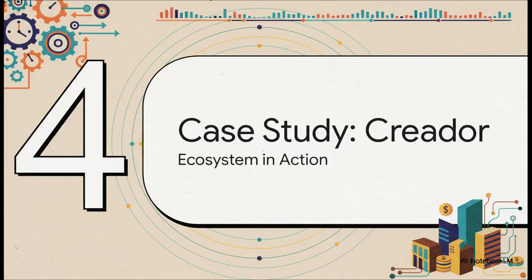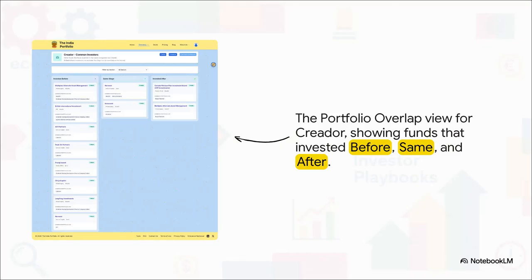Okay. Theory is one thing, but let's see what this actually looks like in the wild. We're going to take a look at the investment firm Creator as a case study and see how this whole framework just instantly lights up their entire investment playbook. And here it is. This is the portfolio overlap view for Creator. You can see it right there, clear as day, those three columns we just talked about: invested before, same stage, and invested after. That boring list of names is now a strategic, organized map. It's a total game changer.